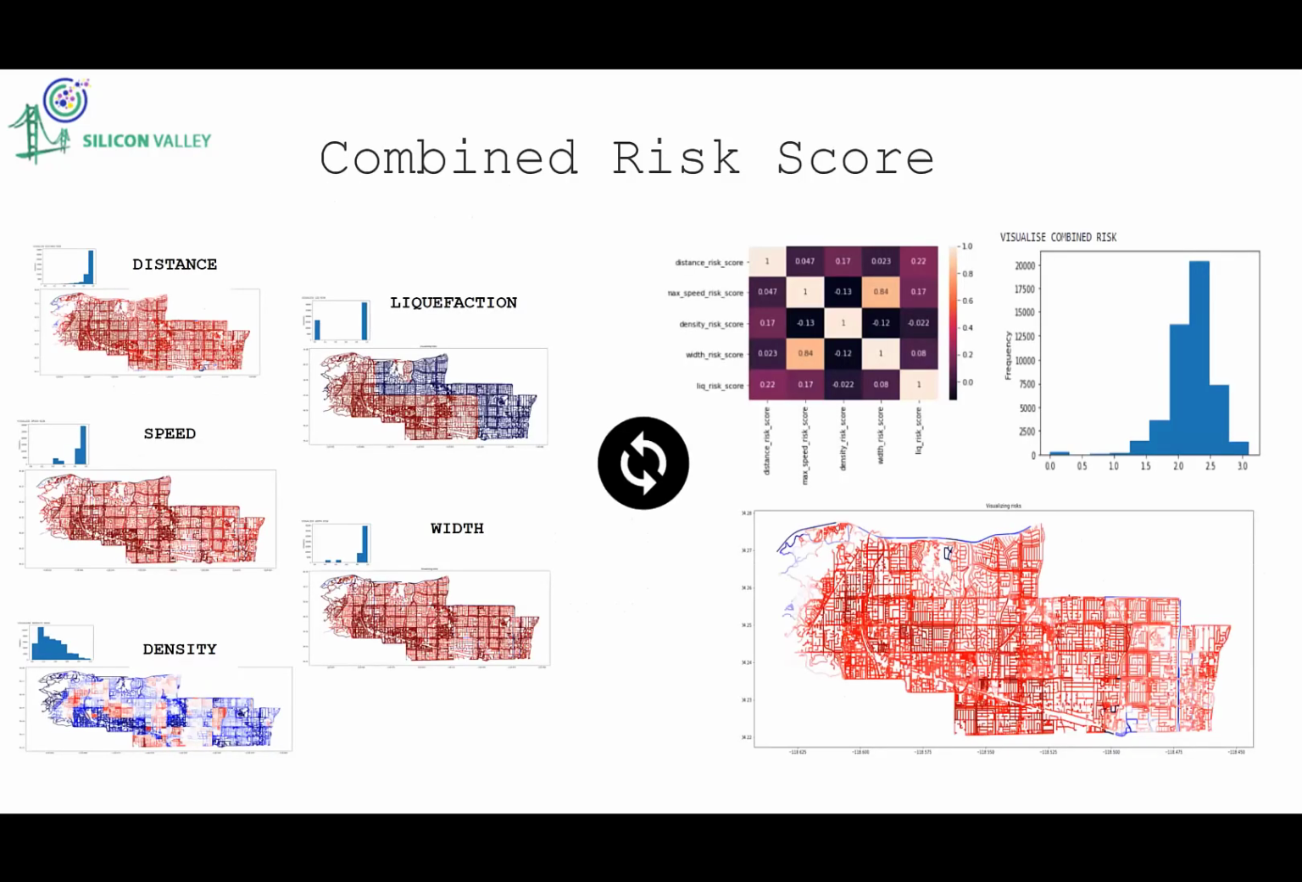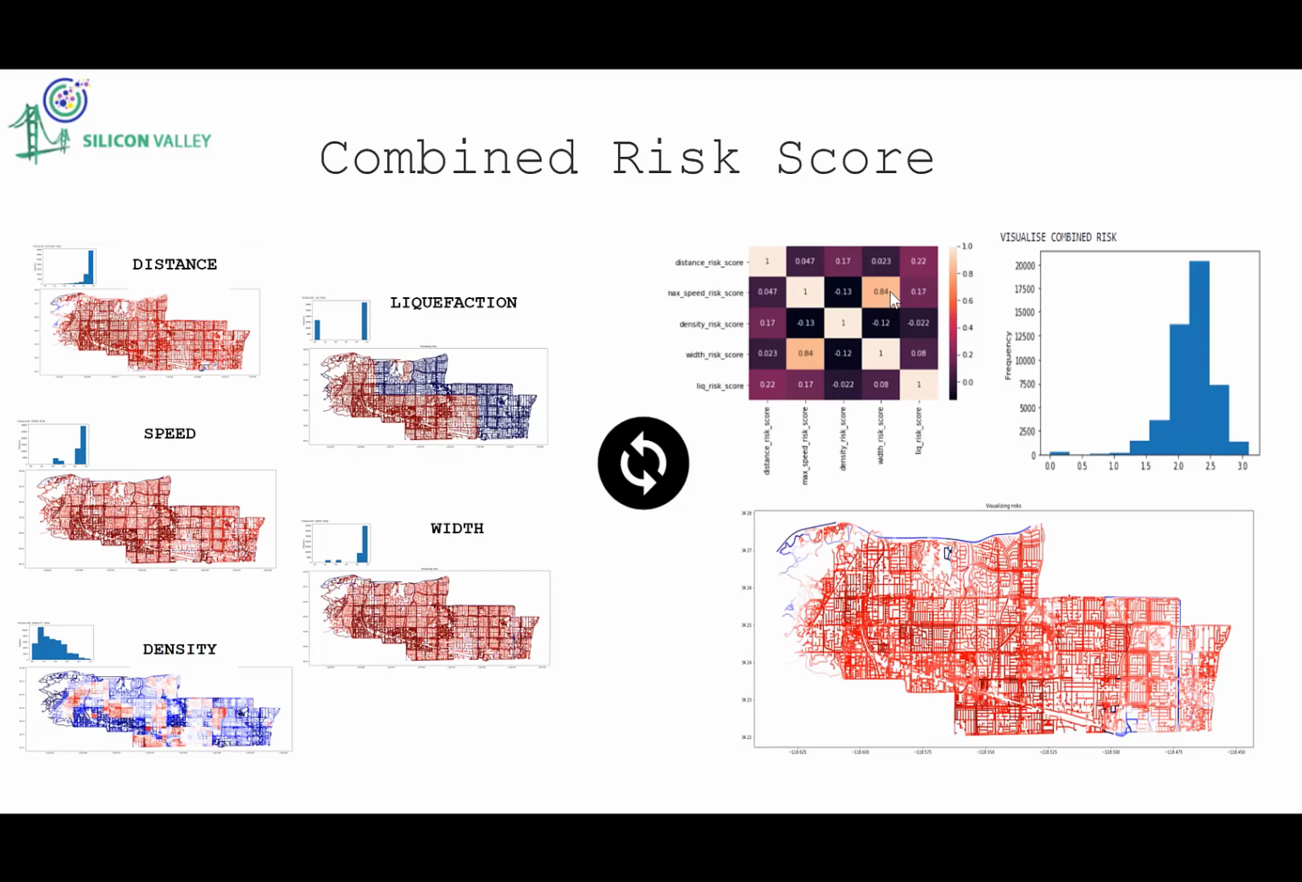And that's how the combined risk score is built. So after the data is integrated, then risk analysis and a combined risk score is calculated. On the left-hand side, you could see the 5 different risk scores. So we have distance, liquefaction, speed, width, and density. And they are all heat map color coded using the seismic cmap, which is the same across the different plots over here. And once a correlation was plotted, we could see that the max speed and the width have a very high correlation.